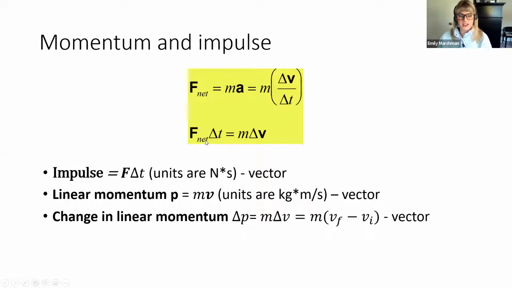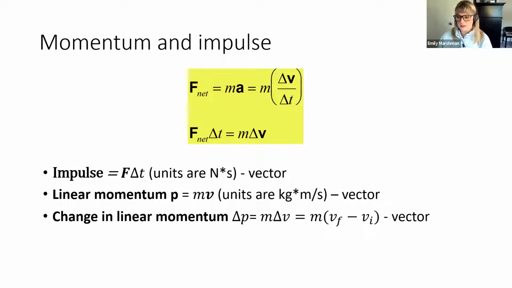It's the force acting on an object multiplied by the time of impact, right? It's the force over a certain amount of time. Its units are therefore going to be, it's a force times a time, so it's a Newton multiplied by a second. Those are its units for impulse. And notice that impulse is a vector because force is a vector. So impulse has both a size and a direction.